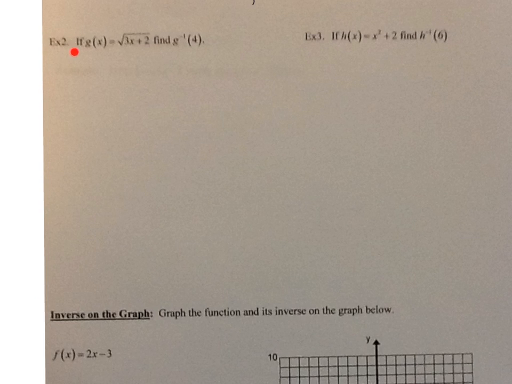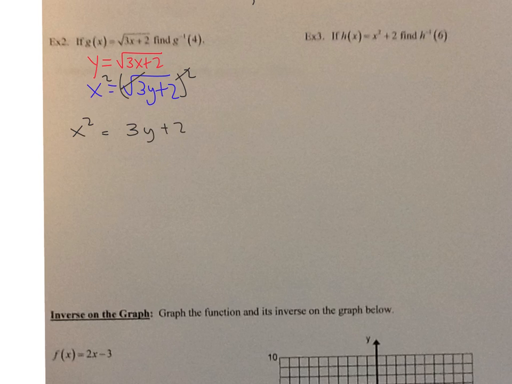Okay, so we have g of x is equal to the square root of 3x plus 2. And it says find the inverse of g of 4. So you have to find the inverse first before you plug in 4. So we have y equals the square root of 3x plus 2. Switch x and y. To get rid of the square root, you square both sides. So we get x squared is equal to, they cancel each other out, 3y plus 2.